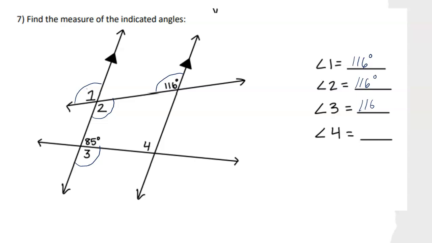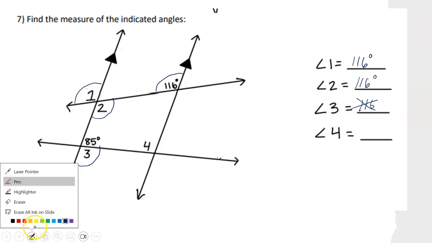Oh, no, it's not. I lied. See, that was a trap. These two lines are not parallel. So even though I have a transversal and an alternate exterior angle position, I do not have parallel lines.